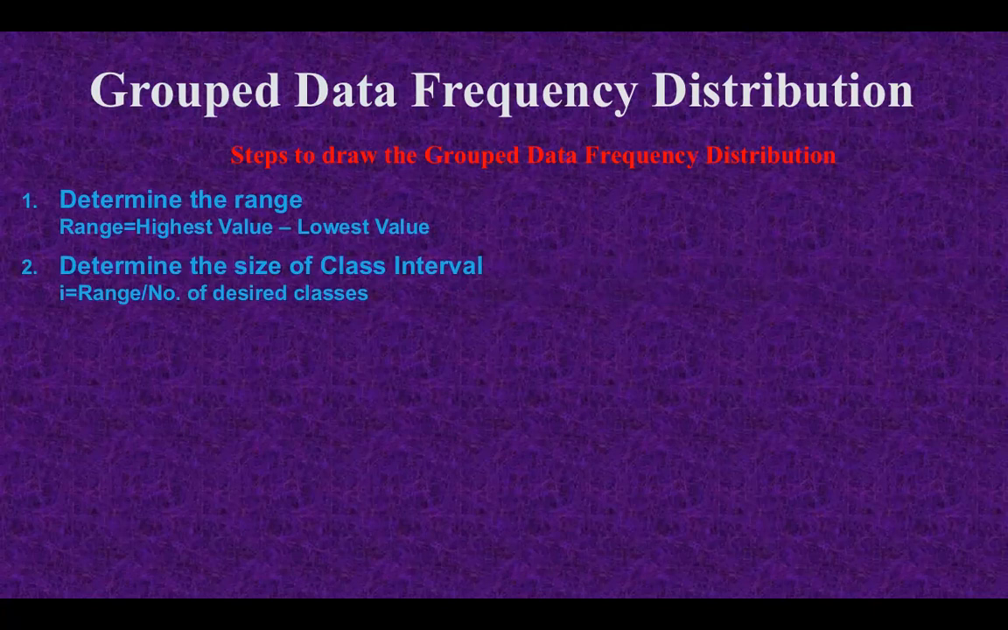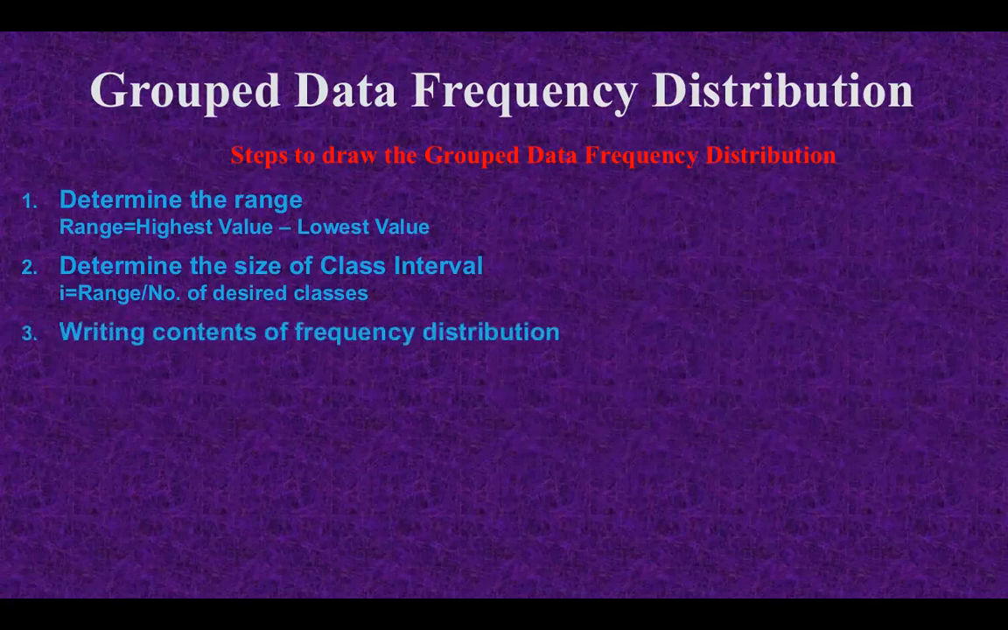It is to be kept in mind, if we have more than 200 observations, then there should be more than 25 classes. And if we have less than 100 observations, then there should be 5 to 15 classes. We get the size of the class interval by this formula: range, which we have got in the above step, divided by the number of desired classes. It's up to us how many classes we have decided.